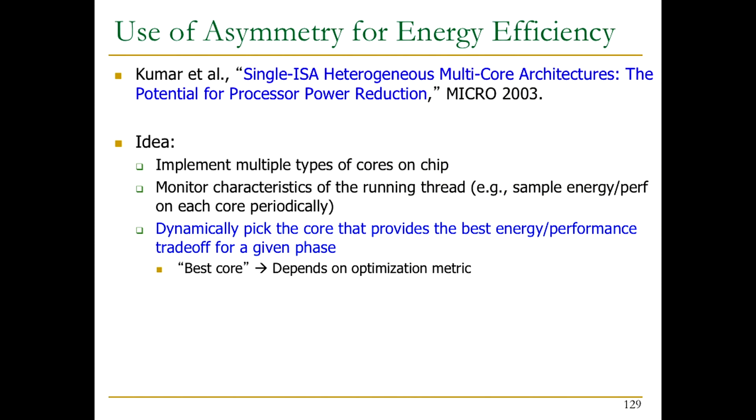There are many other uses of asymmetry, as we've discussed, but I'd like to talk about the heterogeneous multi-core use. This is one of the earlier papers. The goal of this work was to improve energy efficiency, basically. The idea is to implement multiple types of cores on a chip and monitor the characteristics of a single thread, or multi-programmed workloads. Whatever we discussed so far is for multi-threaded workloads. If you can monitor the characteristics of the running threads, you can dynamically pick the core that provides the best energy-performance trade-off for a given phase, assuming you have different phases in a program. And the best core depends on the optimization metric. For example, you want to optimize energy per performance, or performance per watt.